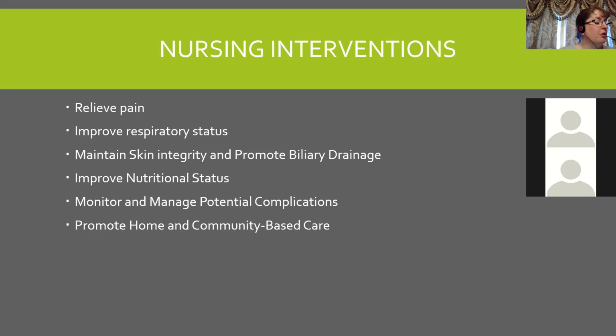And then for promoting home and community-based care, we want them to report to the provider any symptoms of jaundice, dark urine, pale-colored stools, pruritus, signs of inflammation, infection, pain, or fever. Those are the things you want them to tell you if they see any of that starting to develop at home. They had their gallbladder out, so they shouldn't be seeing those symptoms. If something like that starts happening, then you know there's an issue. So that's the stuff that we're going to be talking about.